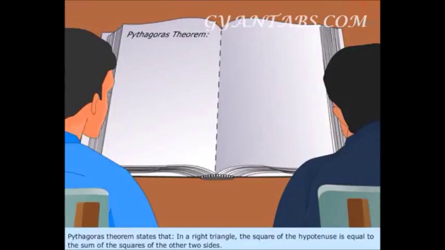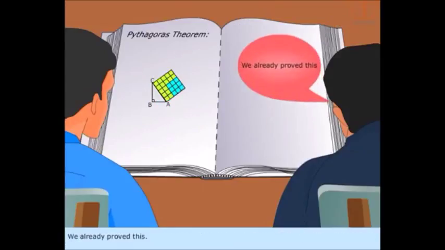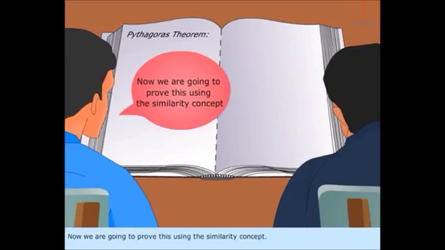Pythagoras theorem states that in a right triangle, the square of the hypotenuse is equal to the sum of the squares of the other two sides. We already proved this. Now, we are going to prove this using the similarity concept.